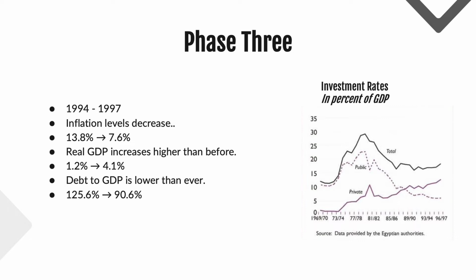In phase 3, which again occurred between 1994 and 1997, we see inflation decrease from 13.8% to 7.6%. For the real GDP, there is an increase from 1.2% to 4.1%, higher than all previous phases during the 1990s. Also, for the debt to GDP, there is a decrease from 125.6% to 90.6%. And for the investment rates, the chart on the right shows that as the years go on, public investment rates decrease while private investment rates increase, showing confidence in their economy to invest.